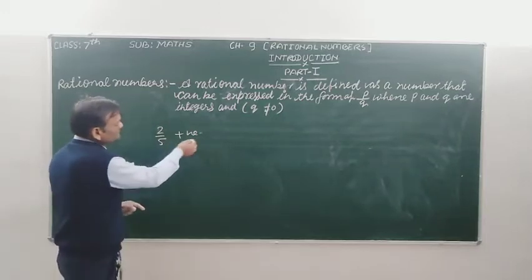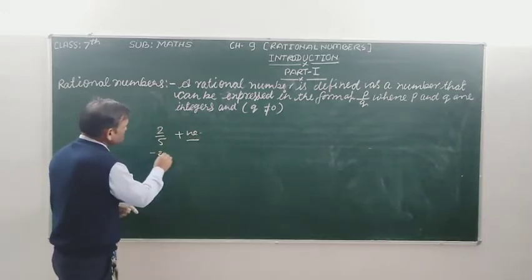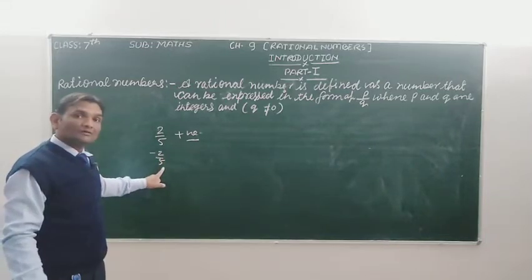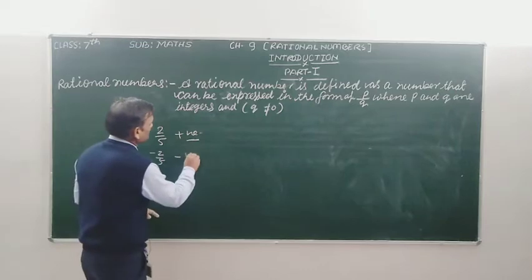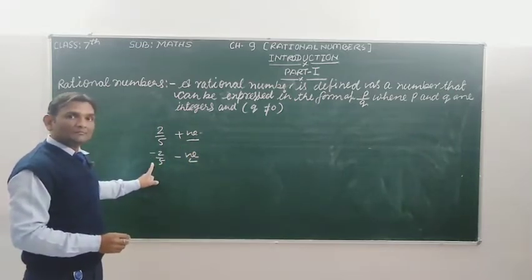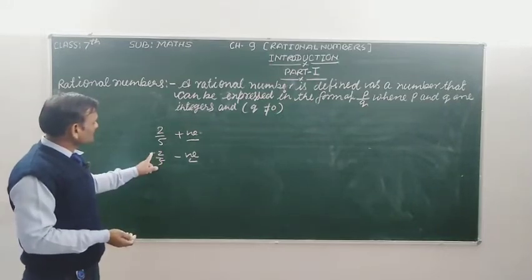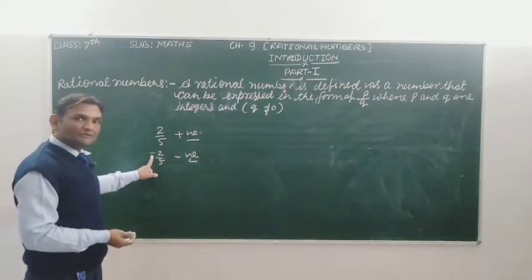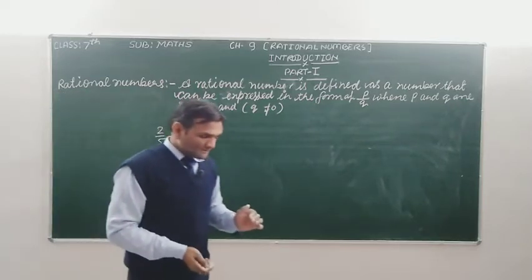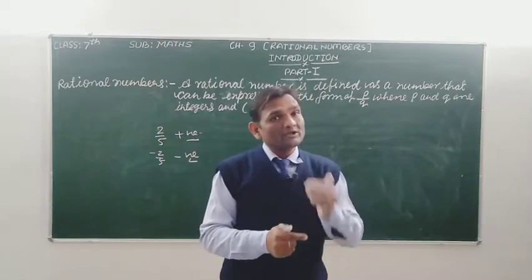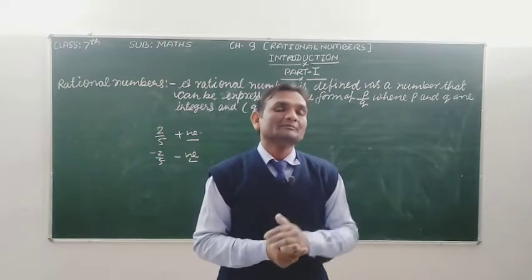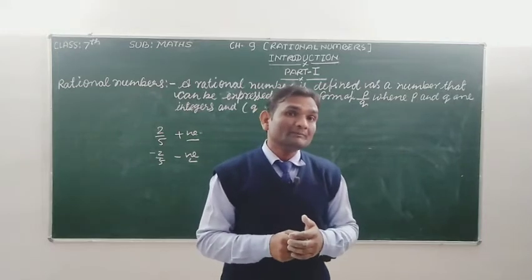So 2 upon 5 is a positive rational number, and minus 2 upon 5, student, if it is written, it is a negative rational number. Why? Because the sign of the numerator is negative, so it is a negative rational number. But student, if the numerator and denominator both signs are negative, then which type of rational number will that be?